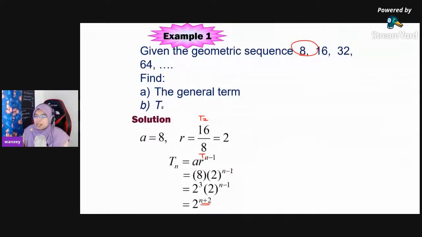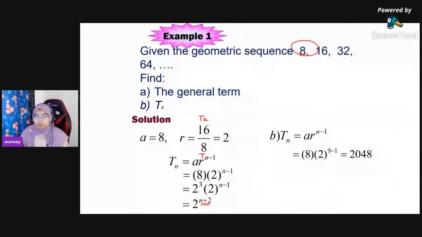Now let us calculate the ninth term. Tn is A r to the power of n minus 1. A is 8, r is 2, to the power of 9 minus 1. So 8 times 2 to the power of 8, the answer will be 2048. So that is the first example. Quite easy, right?